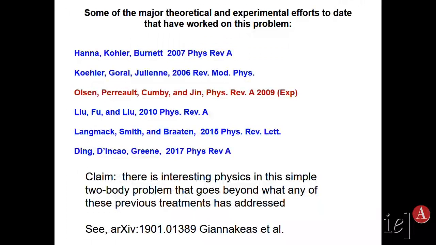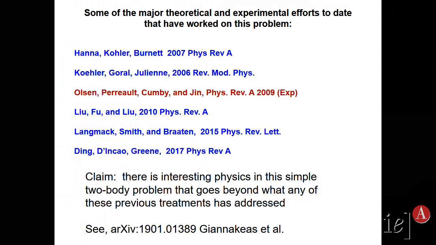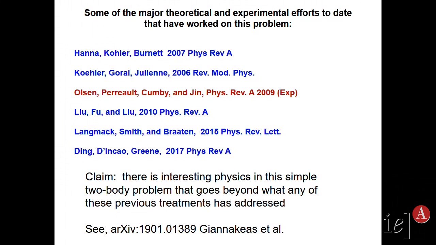So quite a few theorists and other experimentalists have tackled this type of problem. I think this paper, last time I looked, had almost 90 citations on the Web of Science. Probably the most detailed theory that attacks a lot of the same issues as ours is this first reference, 2007 Physical Review A article by Han and Kohler and Burnett. Then there are other papers, including an experimental paper by Debbie Jin's group. And even these authors, Ding, Dienkau, and Green, in their 2017 PRA, they didn't pick up on some of the physics that I think is really relevant.